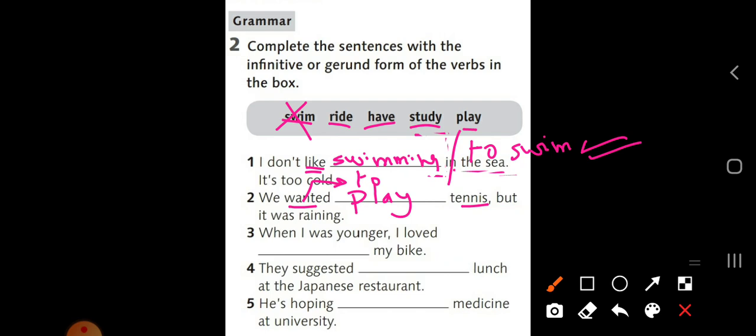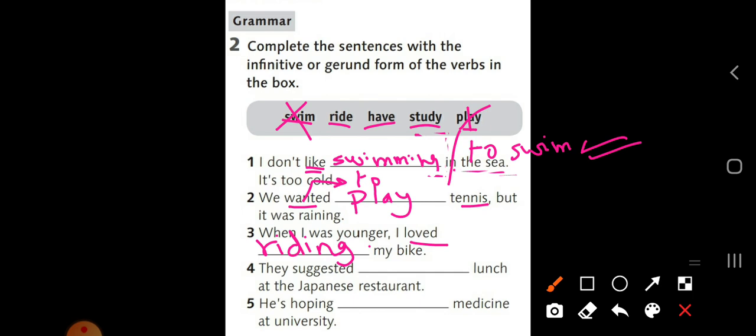Okay, when I was younger, I loved what? I loved ride, have, or study my bike. I loved riding my bike. Right? Can I say also I love to ride my bike? Yes, sure, because the verb love can take both a gerund or an infinitive. So both can be correct.